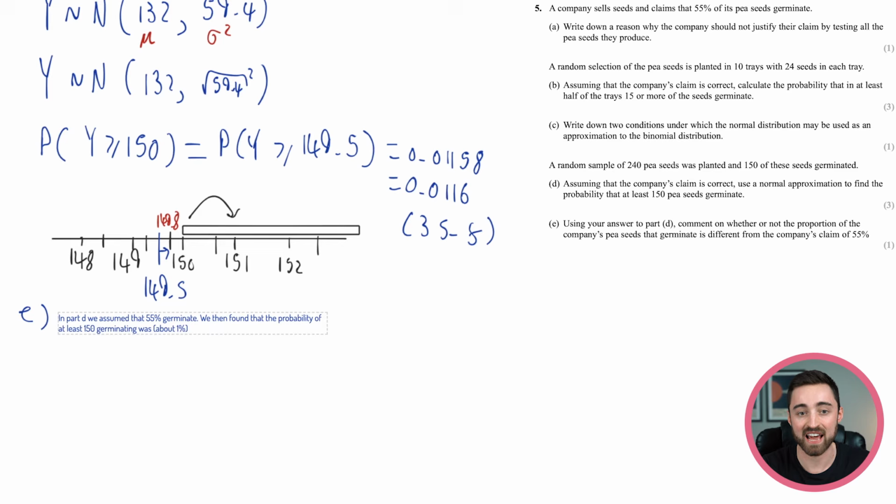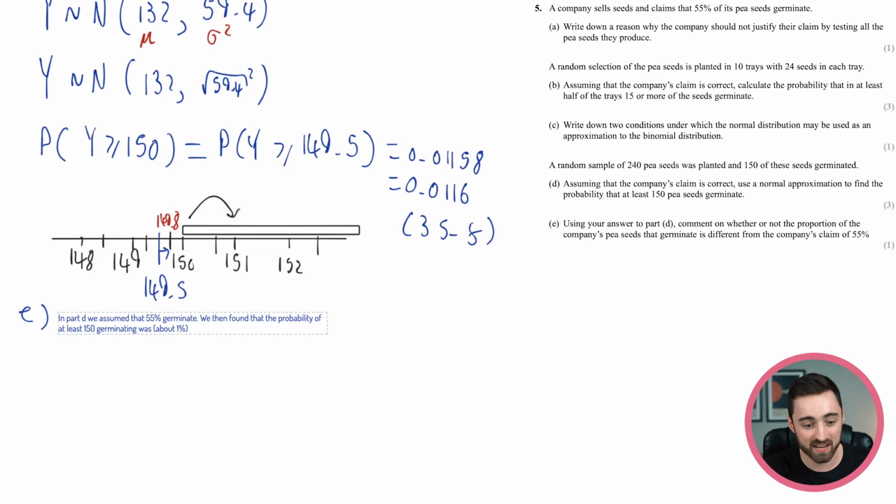So here's the thing. If the company was telling the truth, the fact that 150 seeds germinated, there would have been a 1% chance of that happening. So do you either think that we got this freak 1% result, or do you think that the company was just kind of chatting a bit? You know what I mean? So this claim doesn't seem to add up. If it was correct, it would have to be a freak 1 in 100 thing that happened.